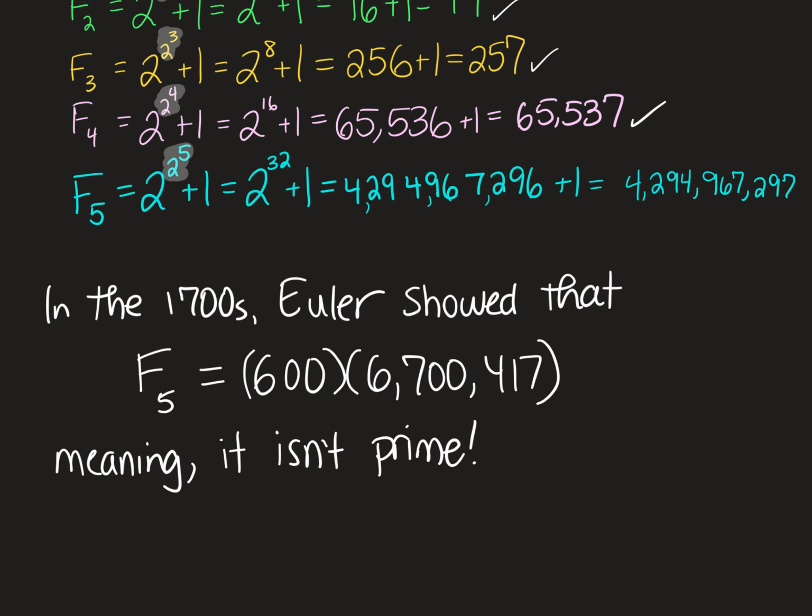Now, it took 100 years, right? Because Fermat was in the 1600s, Euler was in the 1700s. It took that long for someone to actually show that this actually isn't a prime number. So Fermat's conjecture for his equation ended up not being a true statement. But it took a long time for them to actually prove it. So the lesson here is this.